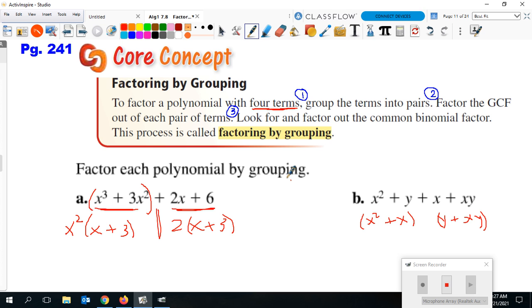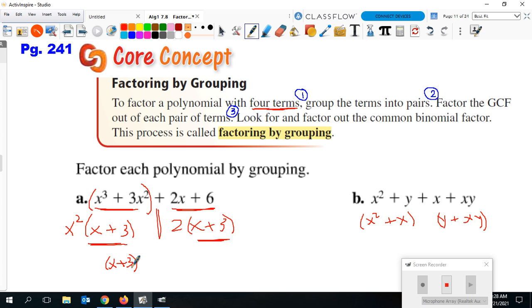And so then we would look at the final thing there, step number 3. We look for and factor out the common binomial factors. So we're looking for a matching binomial, basically. Right here is a matching binomial with x plus 3. That would be one of the factors in our answer. So we'd say x plus 3 is a factor in the answer.